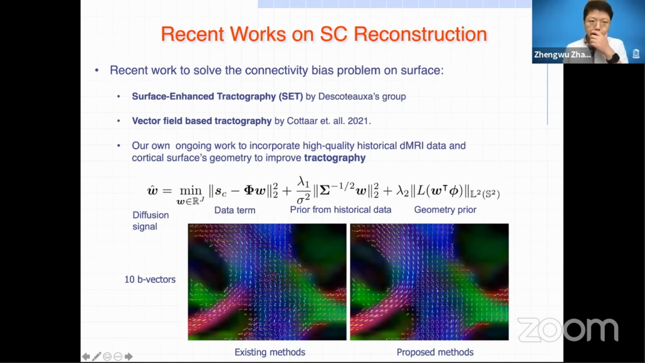In this region, you can see a comparison of our method and existing methods. We haven't finished it yet, but with a very small number of fibers, we can reconstruct the FODF pretty well, and then the streamlines and connectivity pretty well.